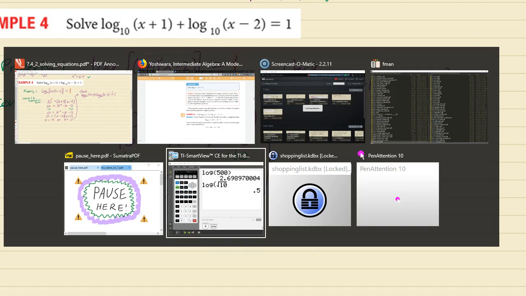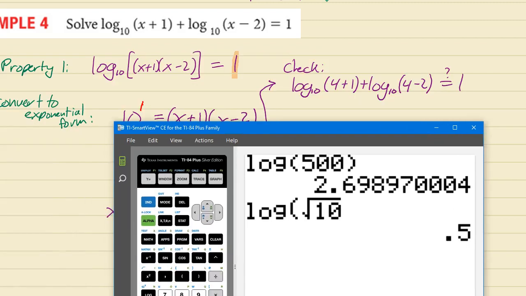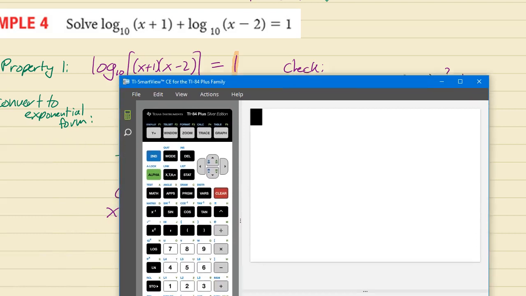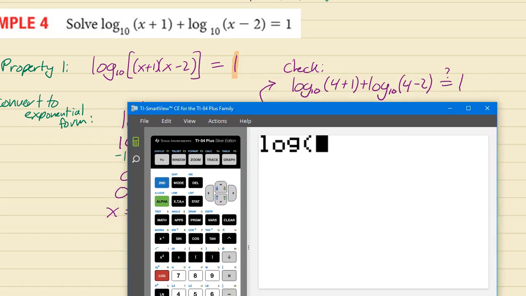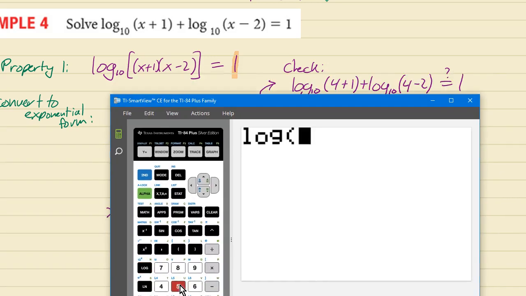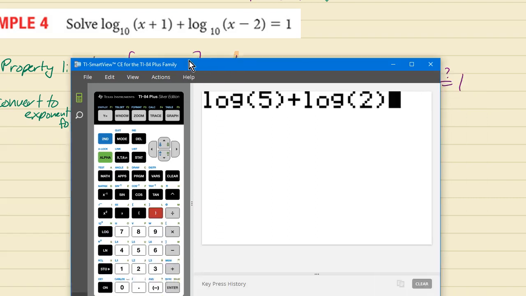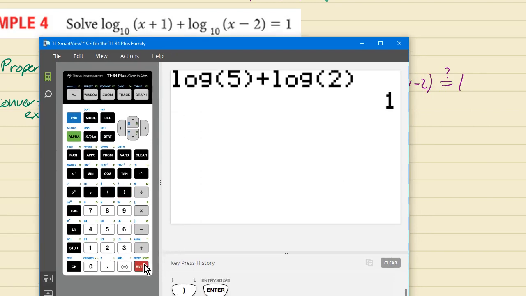So if you take your calculator out here, remember that just the log button means log base 10. So we're doing log base 10 of 5 plus log base 10 of 4 minus 2, which is log base 10 of 2. And let's see, when you press enter here, do you get 1? And you do, so that means that is a solution.